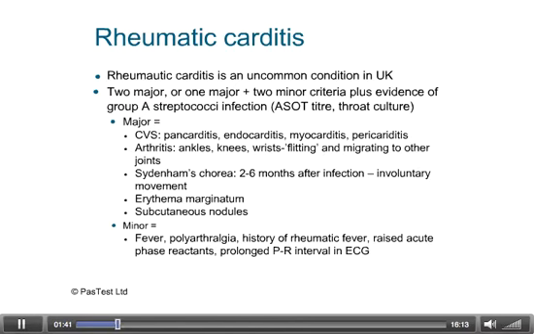The systems that count for major include cardiovascular, the joints, neurological in terms of Sydenham's chorea, dermatological manifestations such as erythema marginatum, or the rarely encountered subcutaneous nodules. The minor features are as listed.